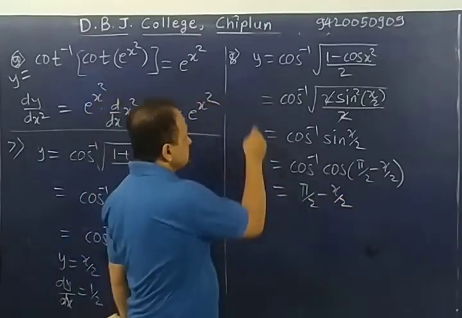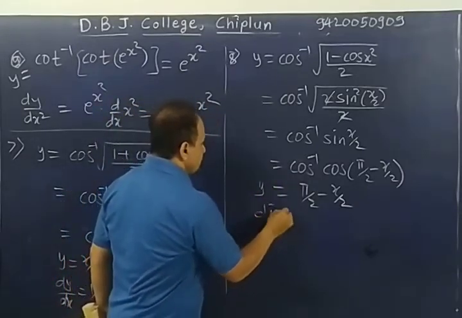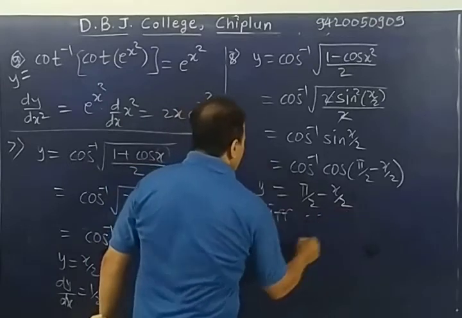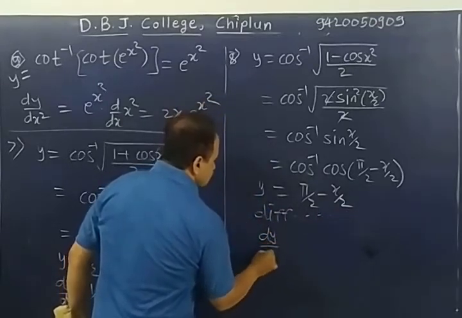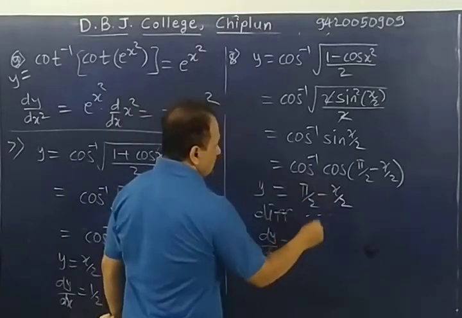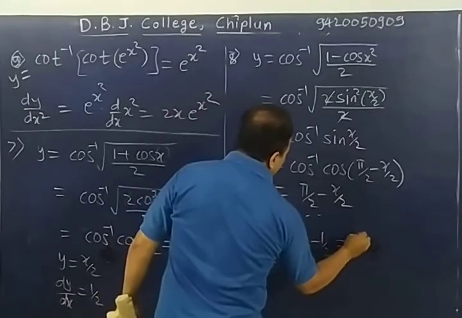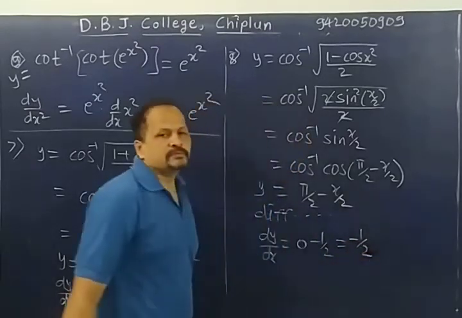Again remember, this is y. Now differentiate this with respect to x. dy by dx is equal to pi by 2 derivative is 0 and x by 2 derivative is half. So answer is minus half.